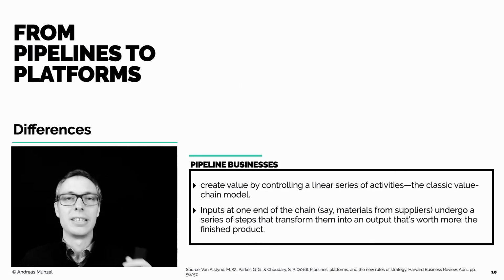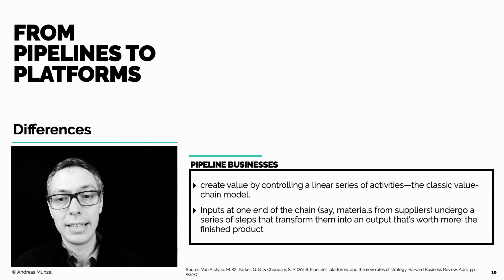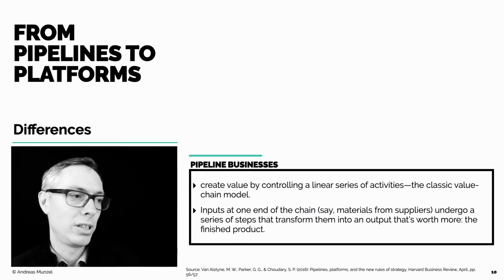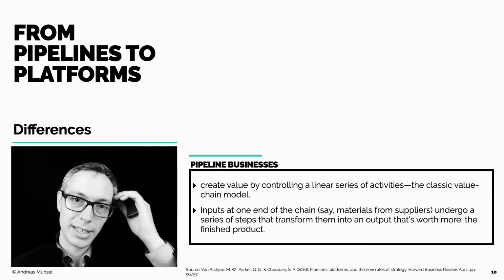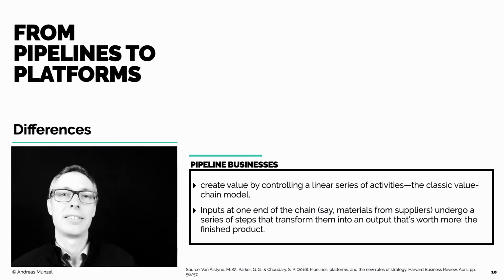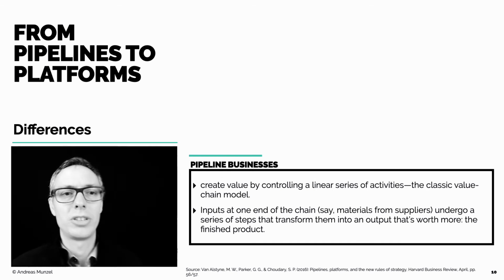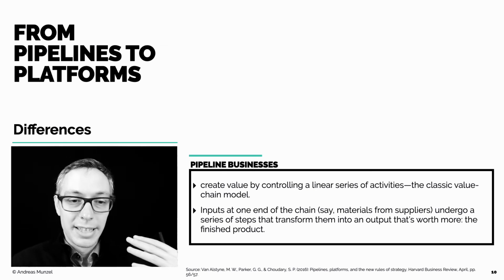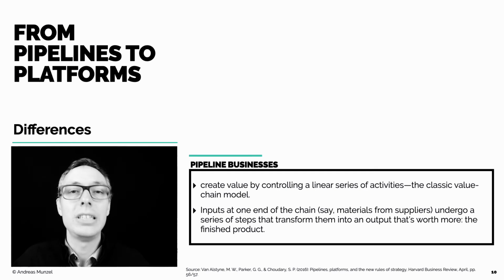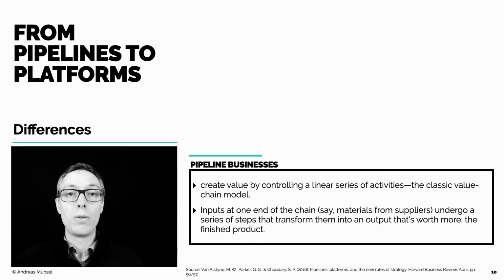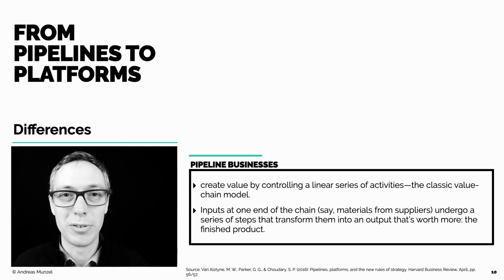So let's have a look again at some key differences between pipeline businesses and platform businesses. Pipeline businesses, in a nutshell, create value by controlling a linear series of activities, the well-known or classic value chain model. You've seen that in strategy classes, or even marketing classes, in terms of Porter's value chain, for example. So it's a typical linear value chain model. What characterizes pipeline businesses as well is inputs at one end of the chain, let's say materials from suppliers, undergo a series of steps that transform them into an output that's worth more, the finished product.